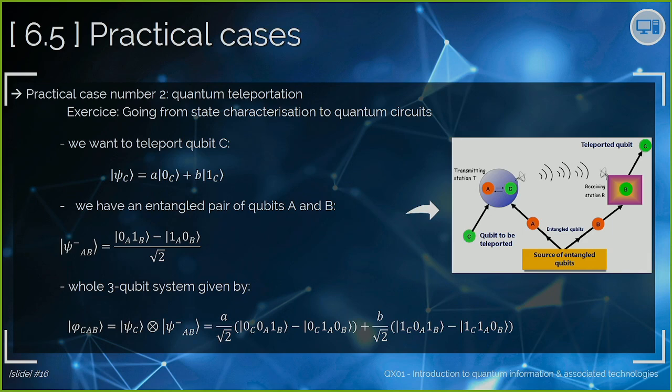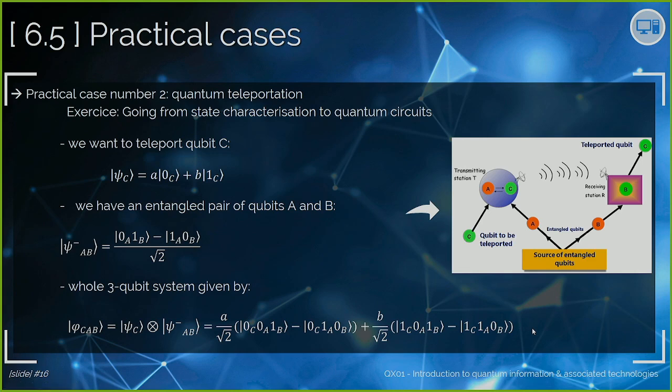So I can tensor product C and AB. So that's what it's going to look like. Something like A, square root of 2, so 0, 0, 1, minus 0, 1, 0, and then B, and then 1, 0, 1, and so on. And so we will do that, but you can start off before if you like.